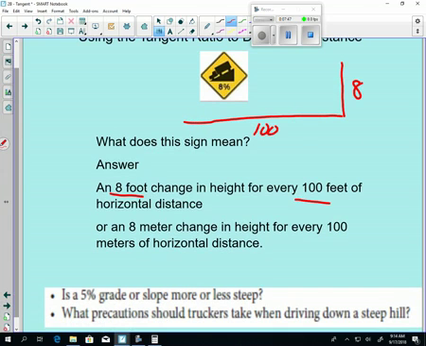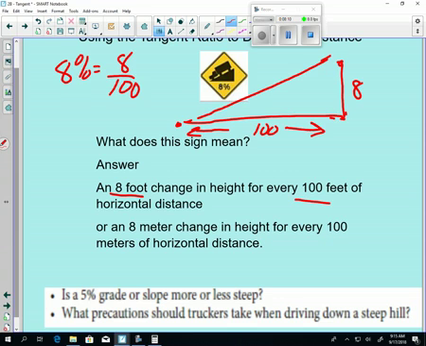So if I start at the top of the hill here, and by the time I get to the bottom, I've gone 100 feet horizontal. It means that I have come down 8 feet vertically. So that's my grade, 8%. 8% means 8 over 100.